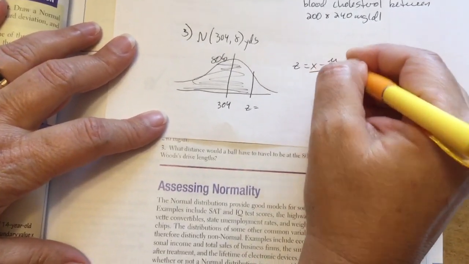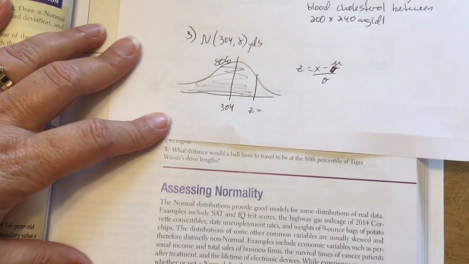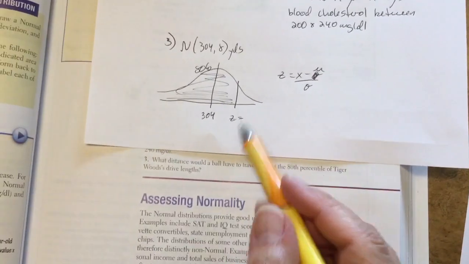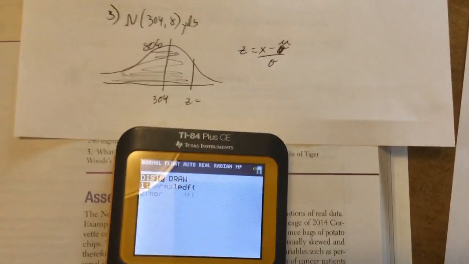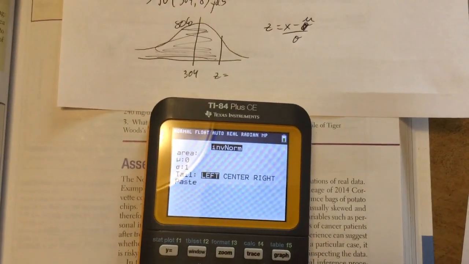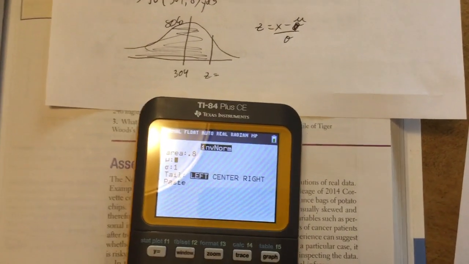So I need to find the z-score associated with 80% and then put it back in my z-score formula, x minus mu over standard deviation, and solve for the x. Okay, so the z-score, since it's area to the left, we're going to use our inverse norm. So second vars, inverse norm. Area to the left is 0.8, okay?